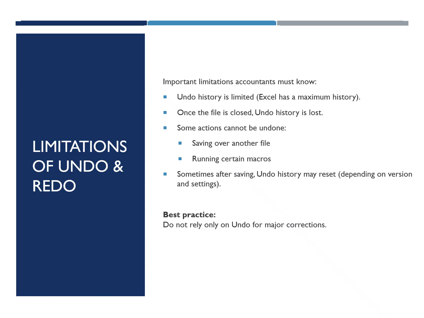Now this is very important. Undo is powerful, but it has limitations. First, undo history is limited. Excel only remembers a certain number of actions. Second, once you close the file, undo history is lost. Third, some actions cannot be undone, for example, saving over another file or running certain macros. Sometimes even saving the file may reset history depending on Excel version. So here's the key lesson. Undo is a safety tool, not a backup system. Never rely only on Ctrl+Z for major corrections.